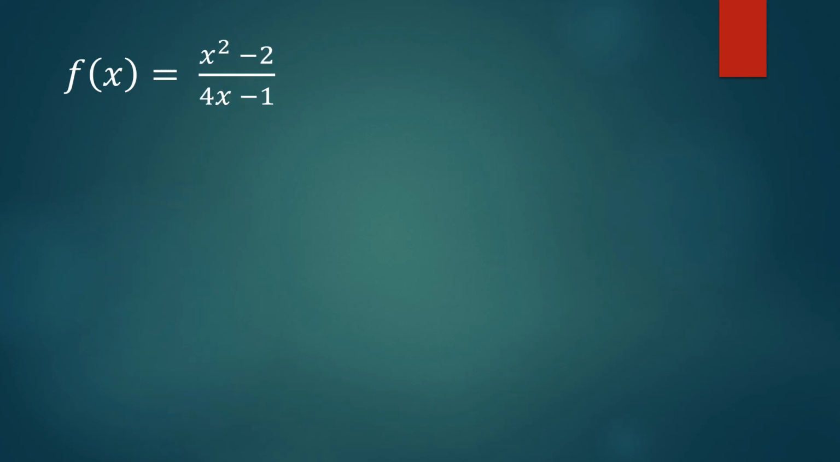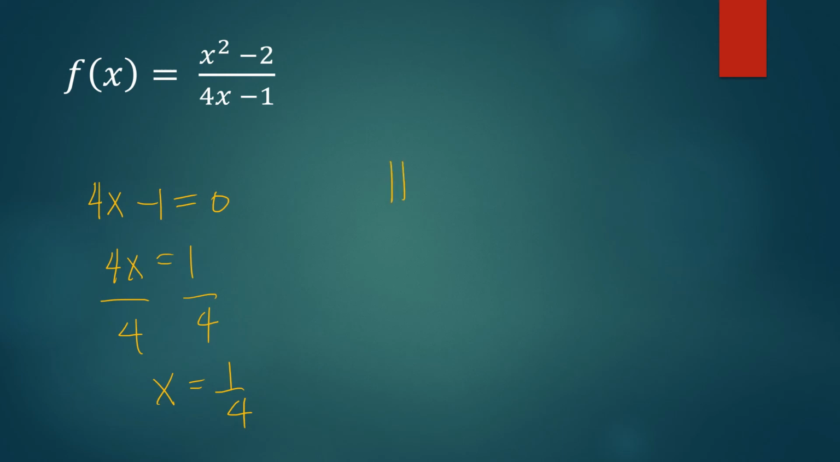Next example, f(x) equals x squared minus 2 all over 4x minus 1. For the vertical asymptote, 4x minus 1 equals 0. Then 4x equals 1. Divide both sides by 4, then x equals 1/4. So this would be the vertical asymptote.